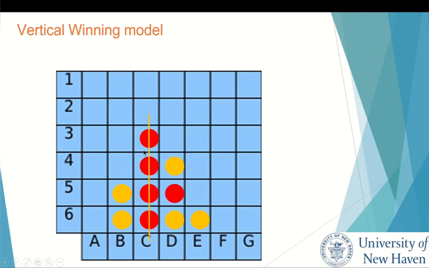Similarly, here is the vertical winning model. The player who has chosen red tokens, placed them vertically, is considered the winner and the game is in the winning state. We can see tokens connected together in the game.